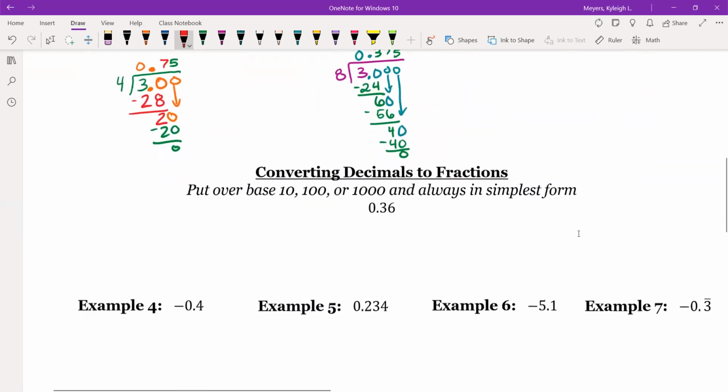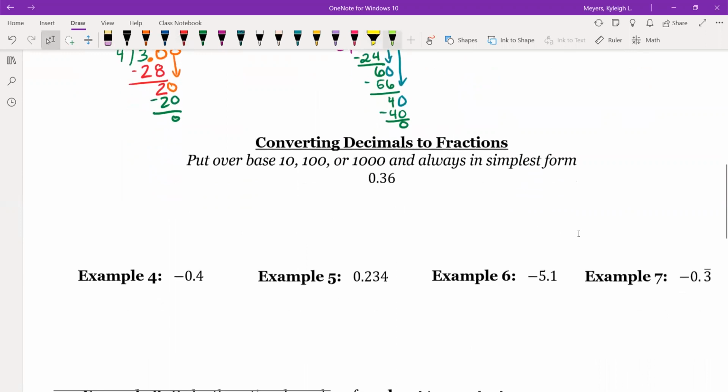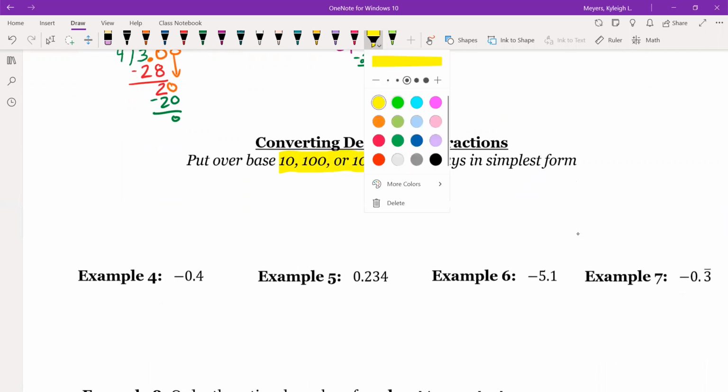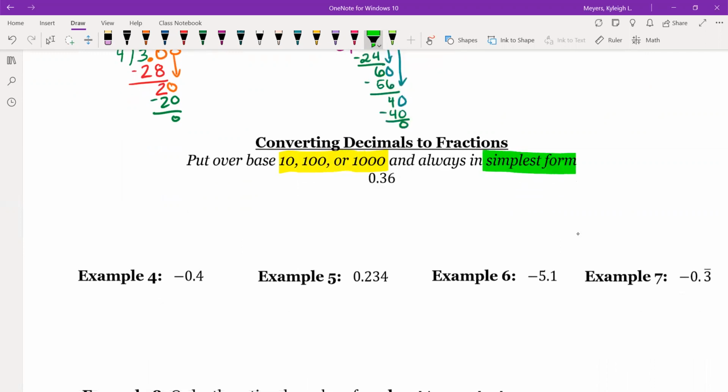So now we're going to talk about converting decimals to fractions. There's a couple of things that are important here. First, we always put them over a base of 10, 100, or 1,000, and so on and so forth. The other thing is always put our fractions in simplest form.